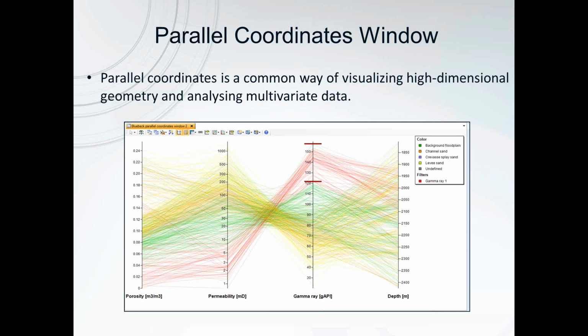The parallel coordinates window is a common way of visualizing high dimensional geometry and analyzing multivariate data. Here I have porosity, permeability, gamma, colored by facies, so you can use it to QC your facies classifications, for example.